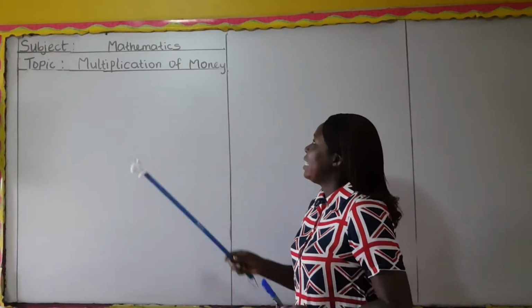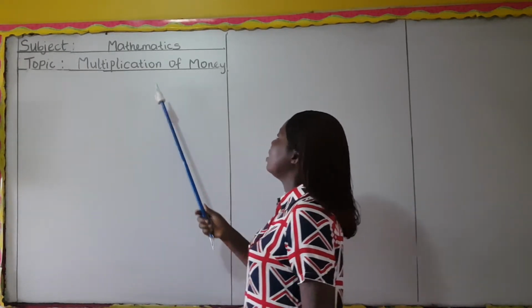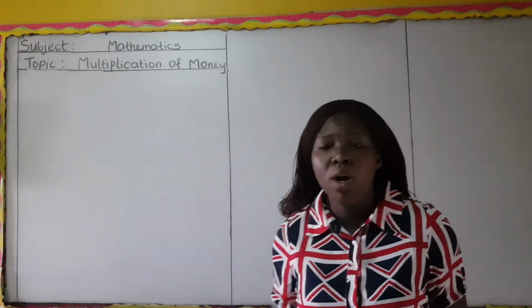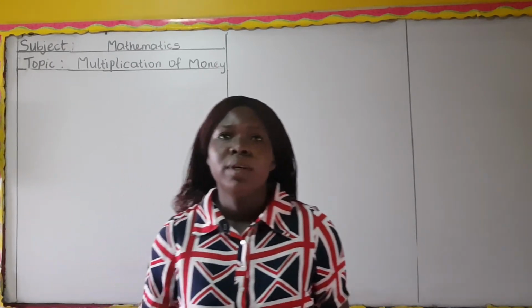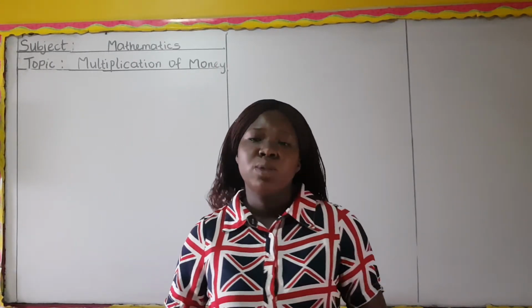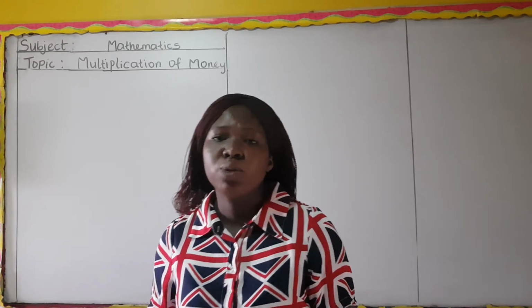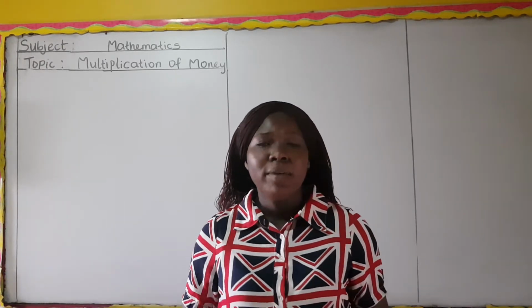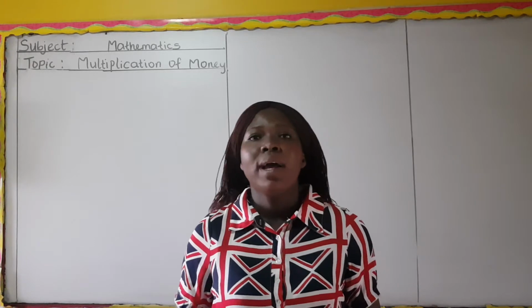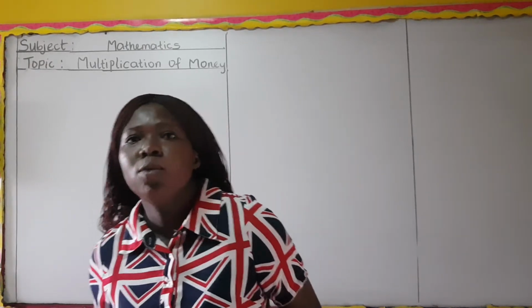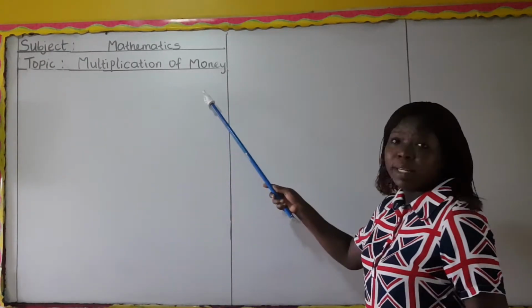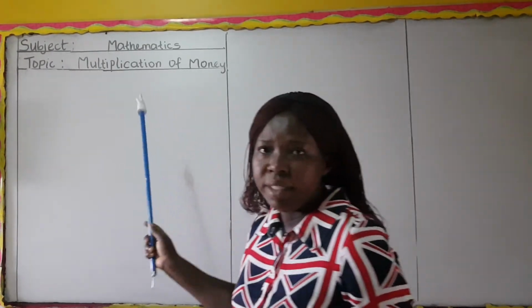The subject for today is mathematics, and we'll be treating the topic multiplication of money. Last week I revised with you how to change from naira to kobo and from kobo to naira, and before we vacated I also taught you addition and subtraction of money. So today we'll be moving on to multiplication of money.